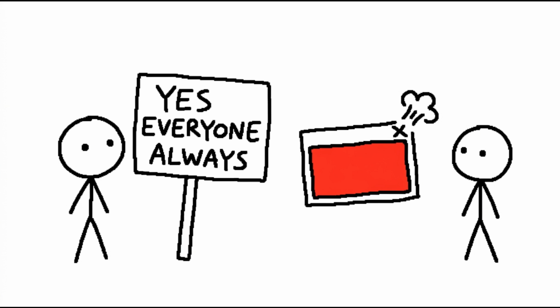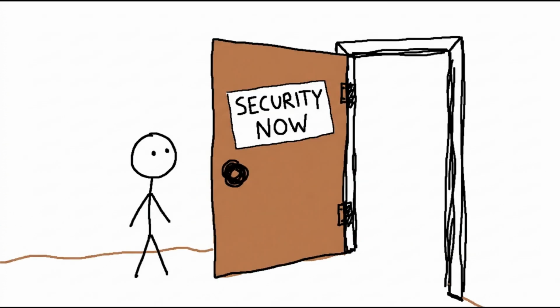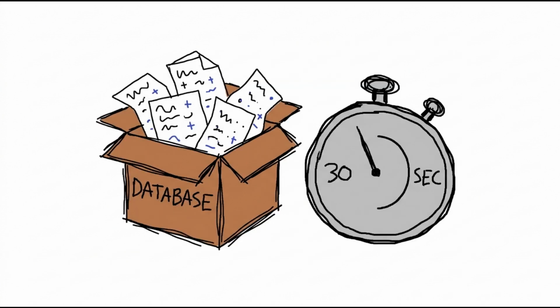The error disappears, the app works again, and you think you fixed it. Well, you didn't. You just reopened the front door and slapped a "we have security now" sticker on it. The data's still standing there naked.